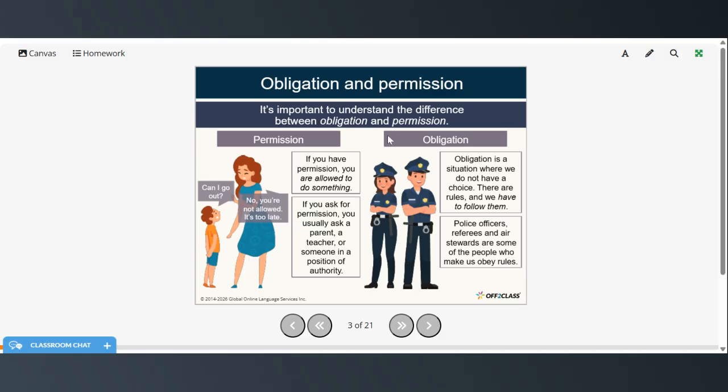Obligation is a situation where we do not have a choice. There are rules and we have to follow them. Police officers, referees, and air stewards are some of the people who make us obey rules.